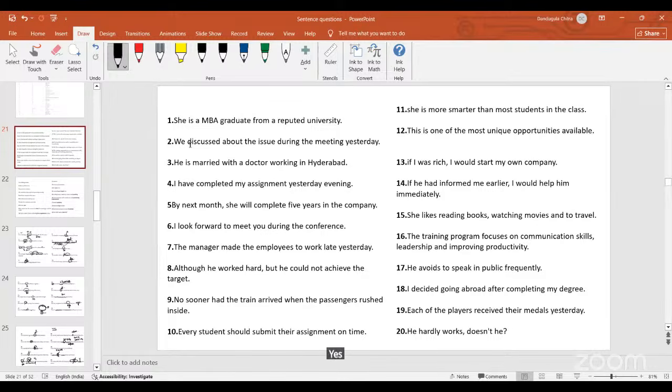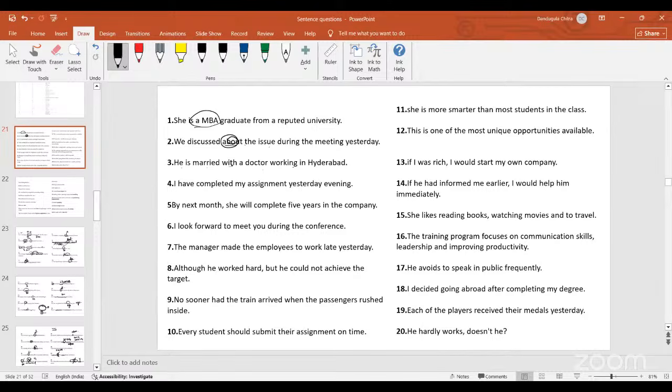She is a MBA graduate from the reputed company. Yes. What's the mistake here? She is an MBA graduate from a reputed university. Yes, an MBA. Right. We discussed about the issue during the meeting yesterday. No need of about. We discussed the issue during the meeting yesterday. Okay. He is married with a doctor working in Hyderabad. He is married to a doctor working in Hyderabad.